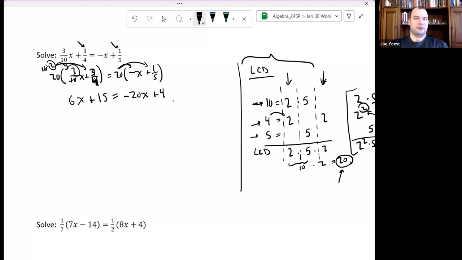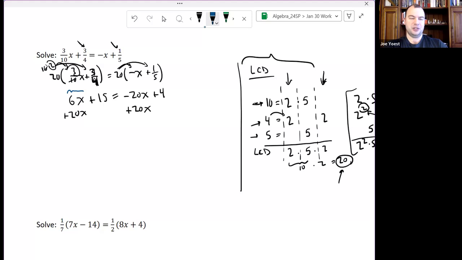I've cleared all my fractions. I have variable terms and constant terms on both sides of the equal sign. I want to isolate my variable term. I'll do that by adding 20x to both sides. That will keep my coefficient positive. But again, if you want to subtract x from both sides, no problem. You can do it that way. I'm getting rid of the variable term on the right-hand side and keeping it on the left-hand side.